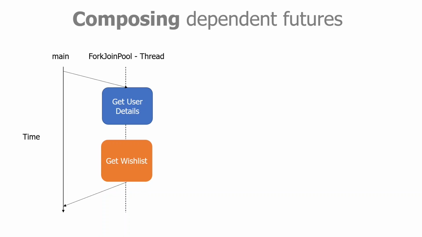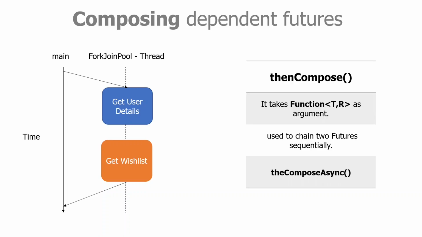Now if we want to make these calls asynchronously on a different thread, what we can use with CompletableFuture is the thenCompose method. The thenCompose method basically allows us to chain two different asynchronous operations, or two CompletableFutures, and it allows us to run them sequentially. It takes a function as argument, and it returns the CompletableFuture of the final future's result.